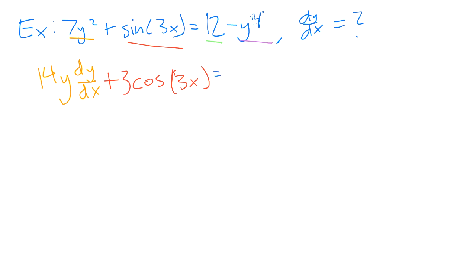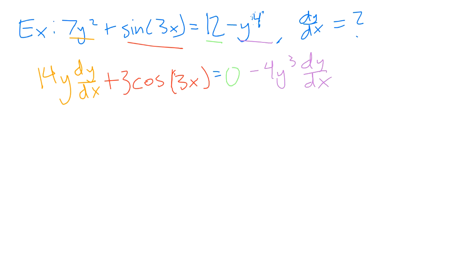Then we're going to have our 12, which is just going to go down to 0. And then we're going to have our negative y to the 4th. We can go ahead and derive this. Once again, it's a simple power rule where we get negative 4y cubed dy over dx.